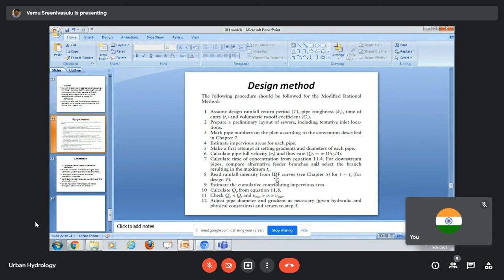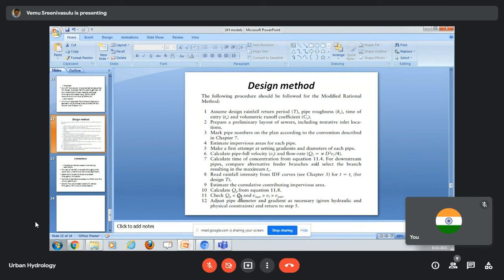Okay. So then what is C? C is the coefficient. That is the percentage of imperviousness. So say for example 50% imperviousness is there in your subcatchment. Okay. Then C is equal to 0.5. Then Q is equal to CIA. So therefore Q can be calculated. So that Q should be less than the QF.